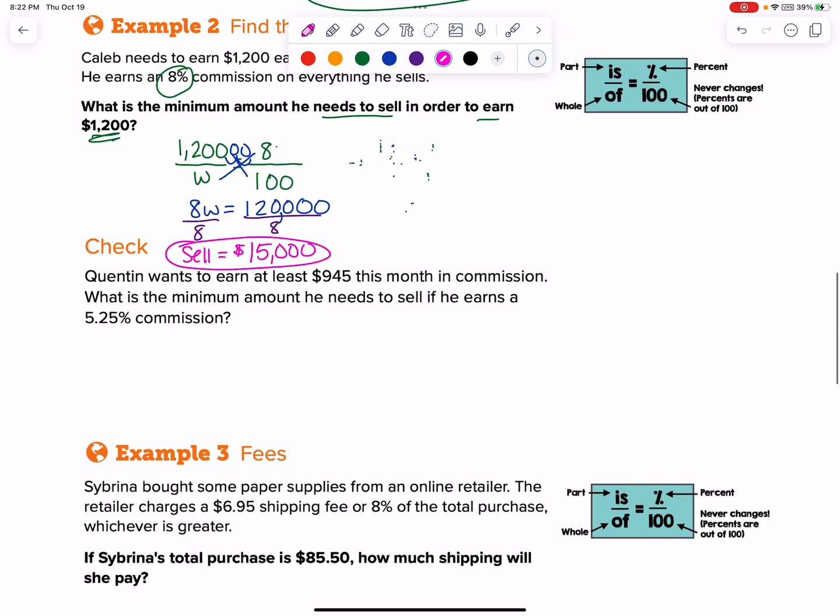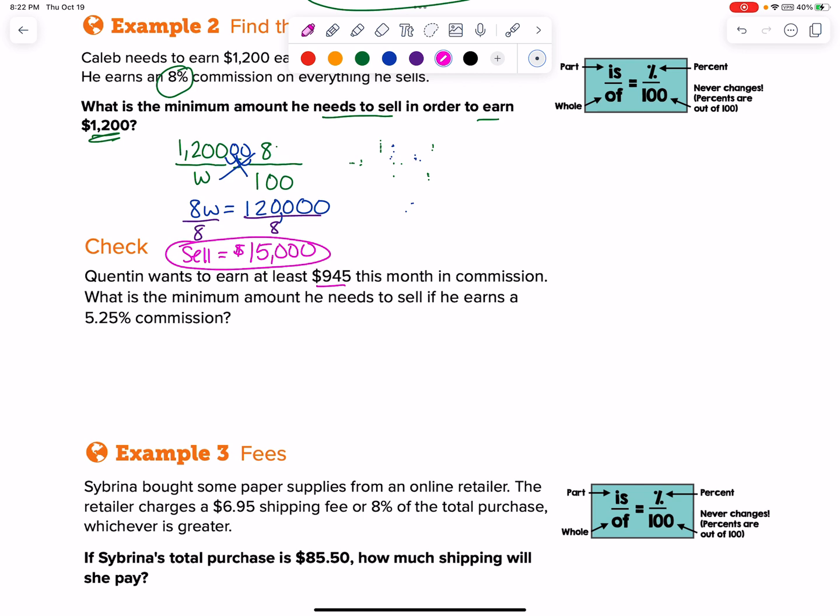Okay, all right. Q wanted to earn at least $945 this month in commission. What is the minimum amount he needs to sell if he earns a 5.25 commission? So understand what they're saying. He earns a 5.25 commission, and he needs that to be $945.